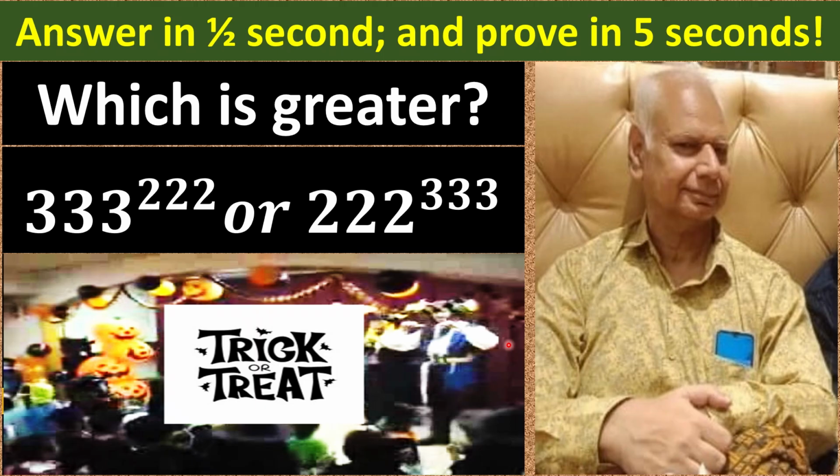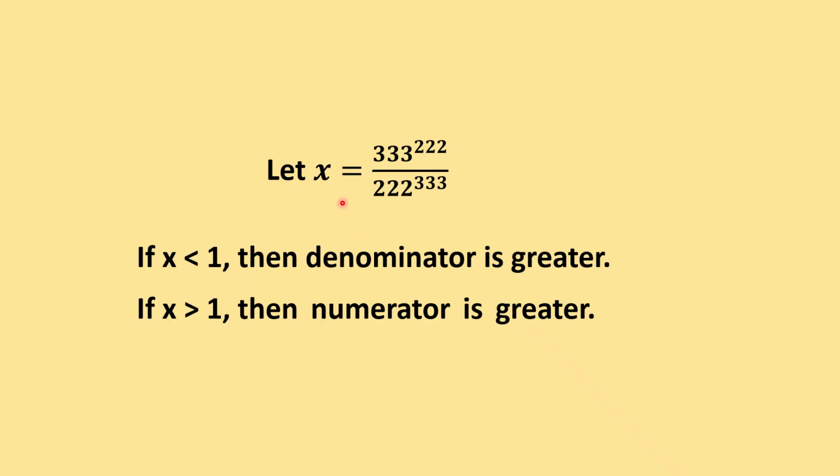So let us see which is greater: 333 base, 222 exponent, or 222 base and 333 exponent. Math puzzle. We have written it in the form of a fraction. x is equal to the first number divided by the second number.